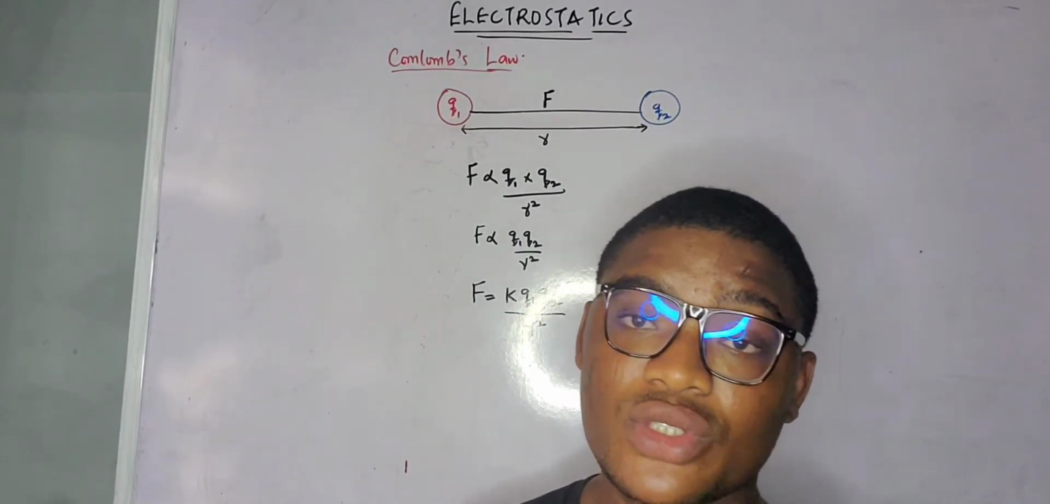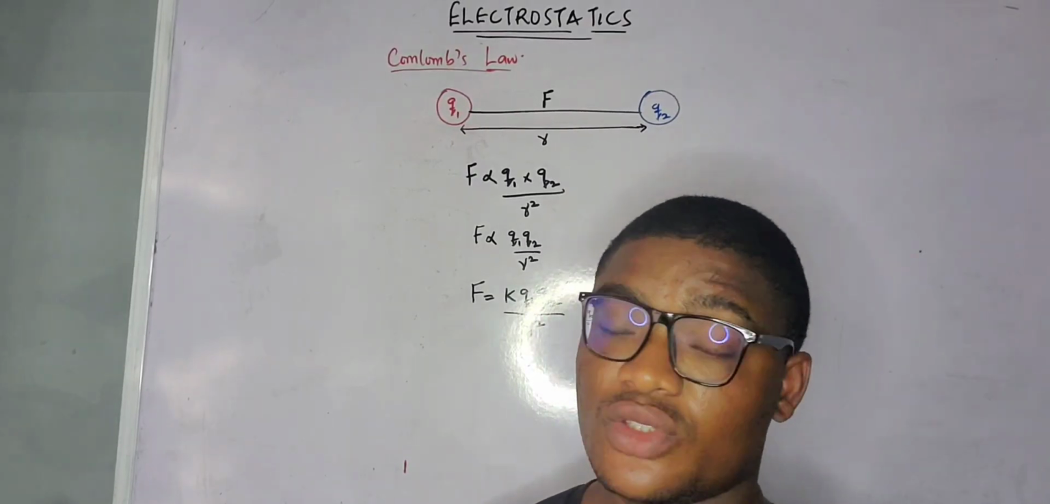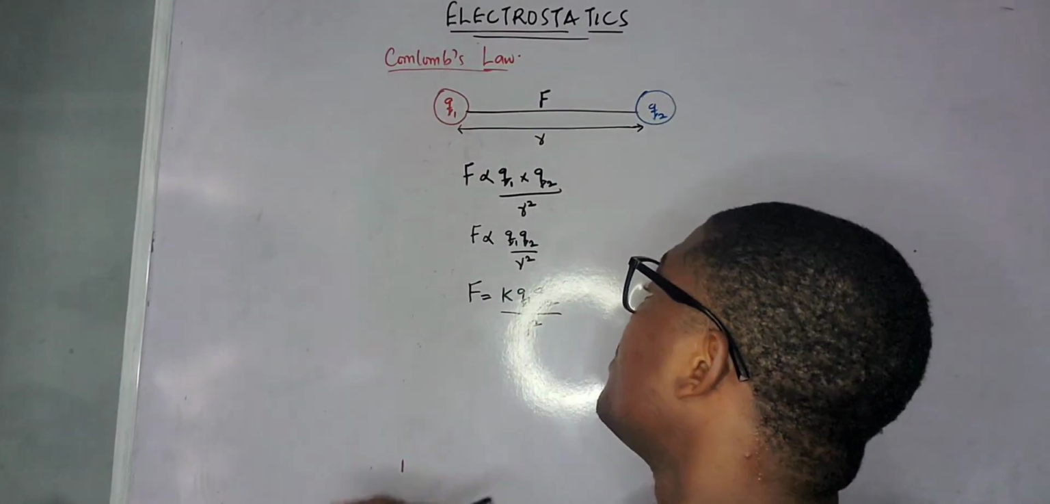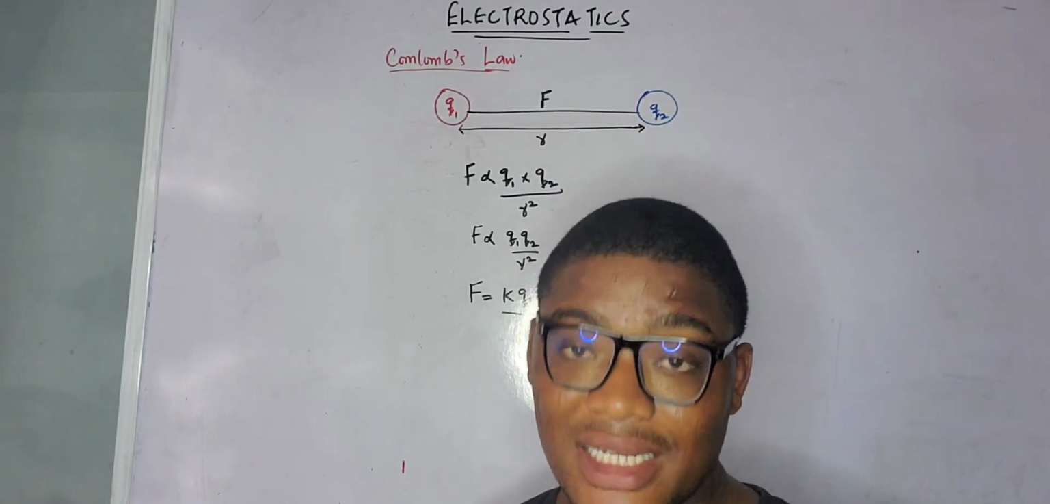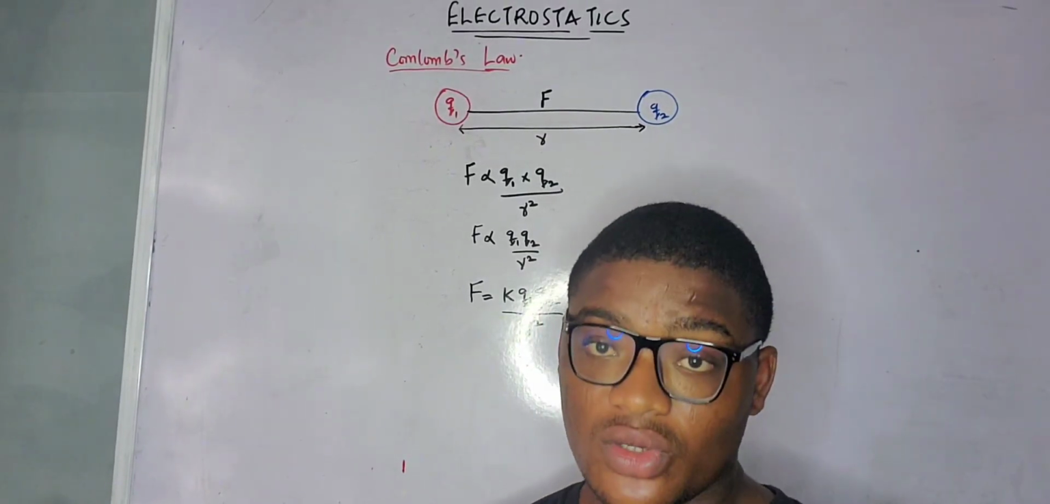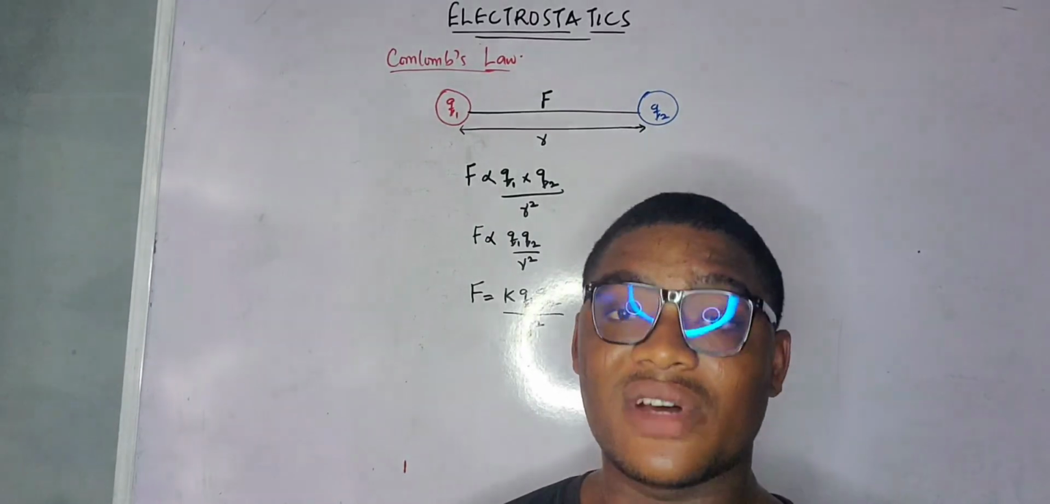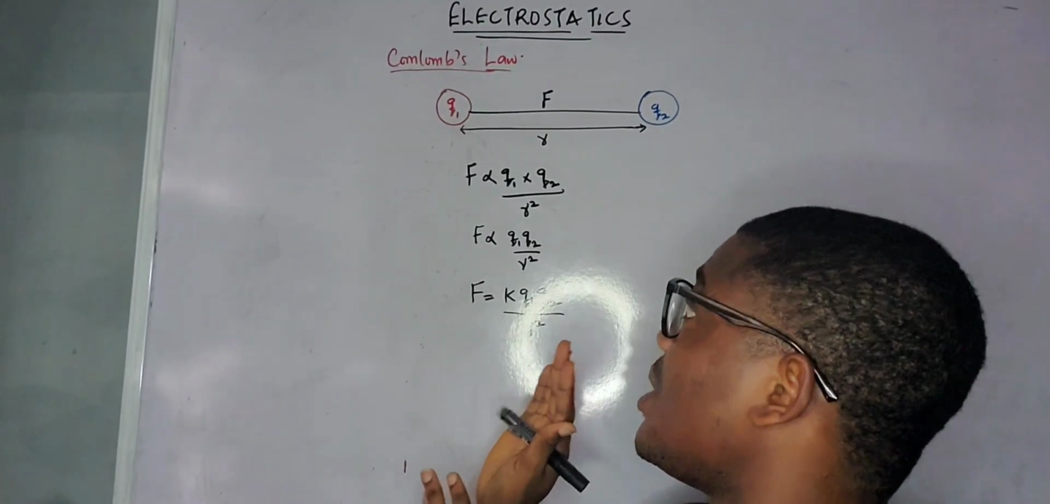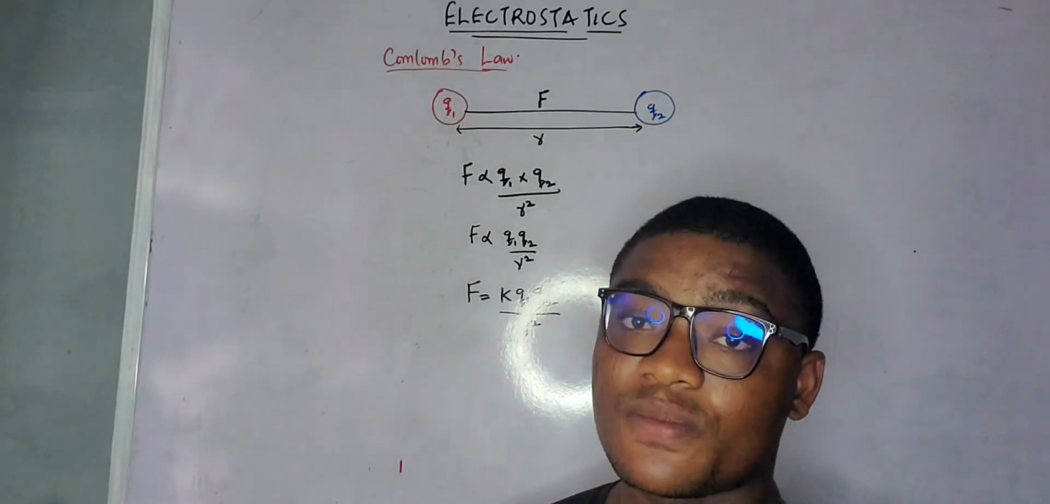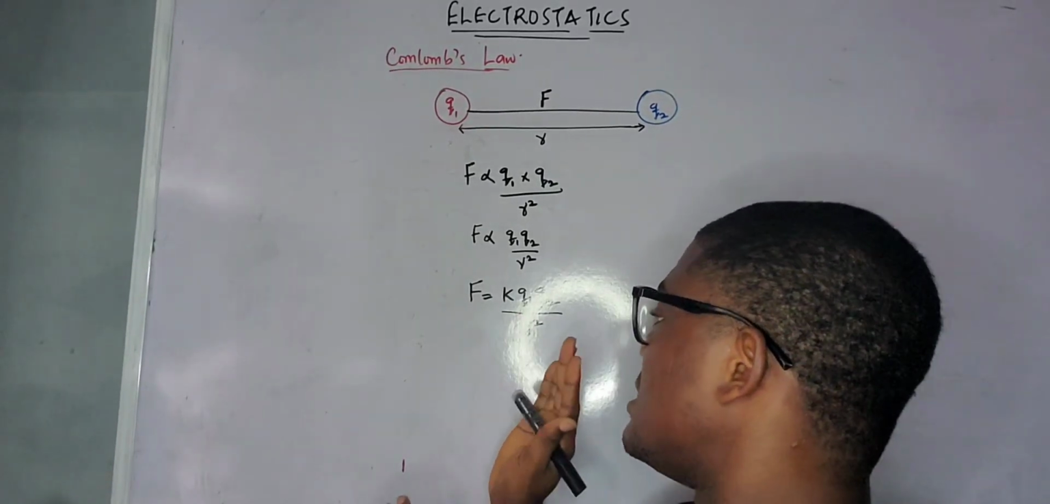So that is the first part. We are showing the relationship between the two charges Q1, Q2, and the distance between them. So the man is trying to say that the electric force is directly proportional to the product of Q1 and Q2, and inversely proportional to the square of that distance. So that is the first part of Coulomb's law.